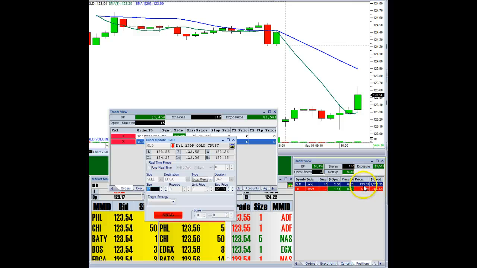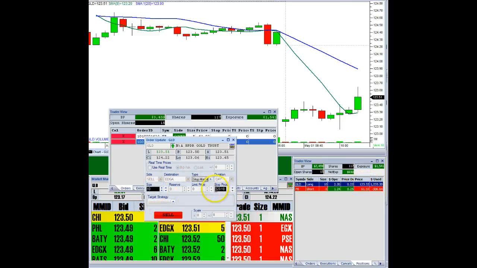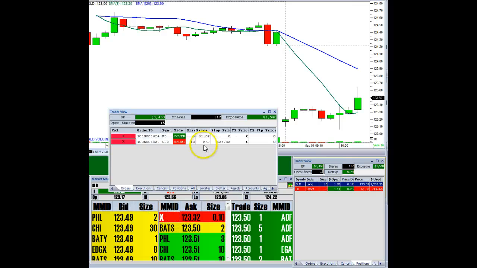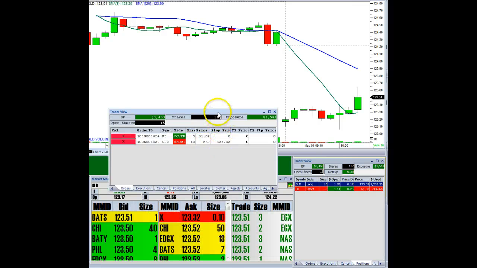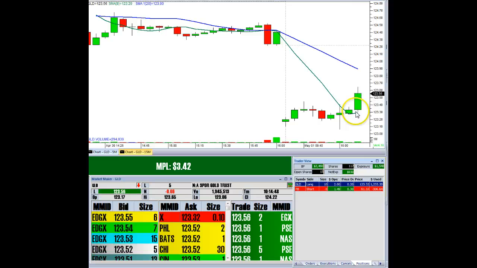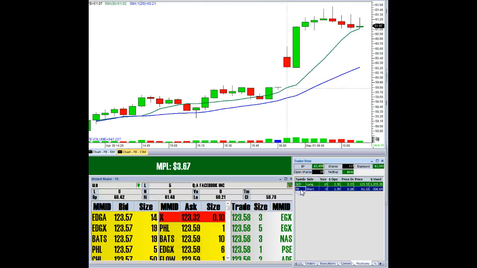I got in at 123.32, so I move my stop to 123.32. If it hits my stop, I made a little bit, but now I'm going to give it room to run. We'll see what gold does. You can see that nice move up in gold there. That's kind of what I was hoping for.